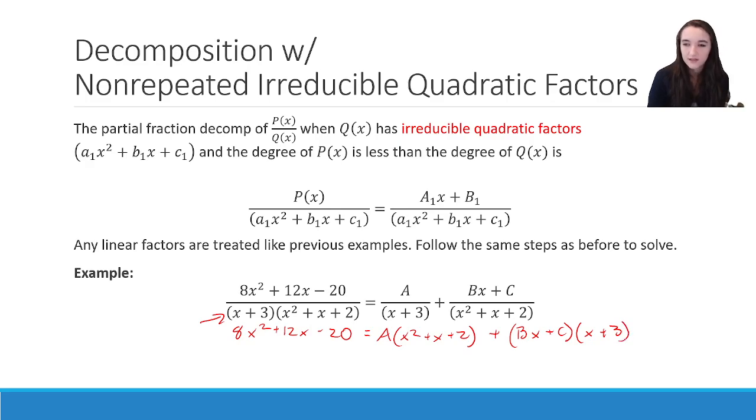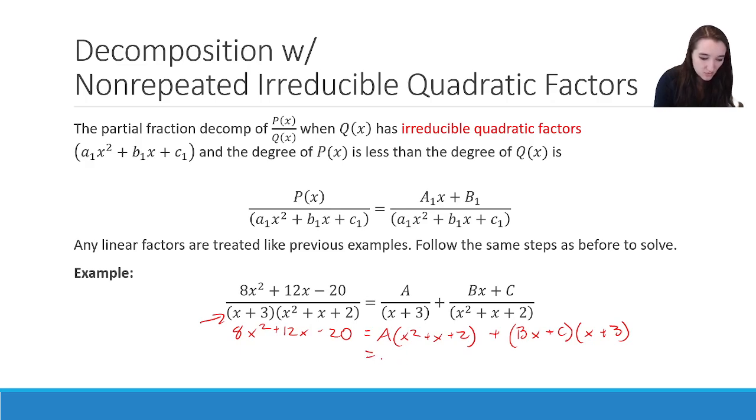Make sure you're paying attention to your parentheses here. If you lose your parentheses and don't multiply this properly, you will get very wrong answers. It will be points off. Make sure you're actually writing this in parentheses. X plus 3 is getting multiplied by the whole quantity bx plus c. I get this. I see mistakes of this a lot, so that's why I'm making a big point of saying it. Make sure you're using parentheses.